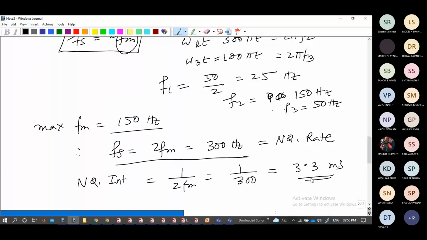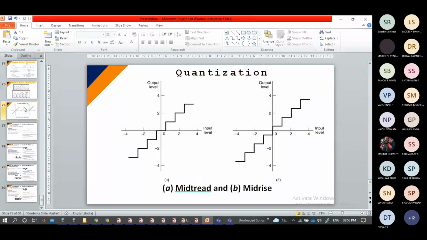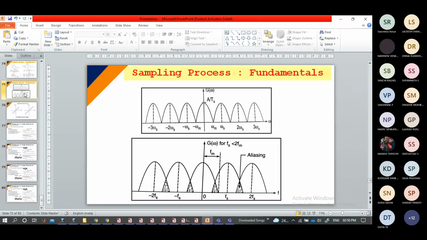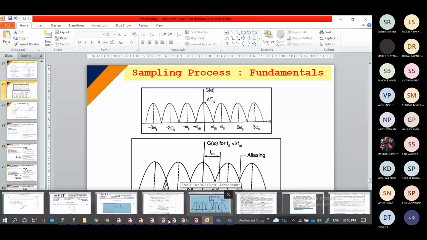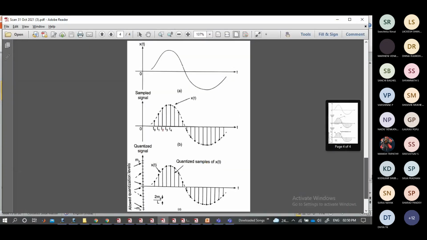Let me just show you what exactly quantization is, that is, after sampling, what will happen after that. Should I do this or should I stop at this point, because I need to show you another diagram which is missing over here. I'll just see whether it's somewhere. I think it is there. Yeah, it is there actually.